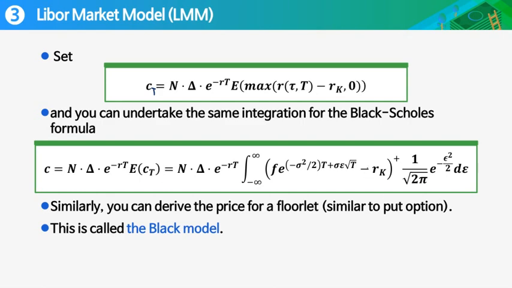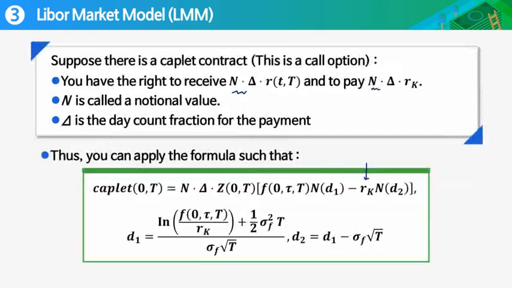In case of a put option, you can change the location between these two. Then put option. And once you solve this one, this is called the Black model. So the Black model is basically this one, right? This is the Black model for cap rate.